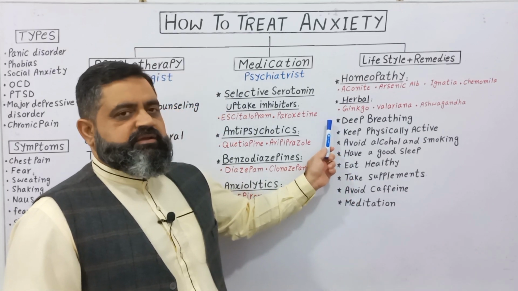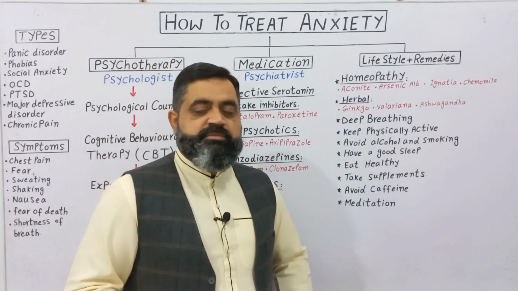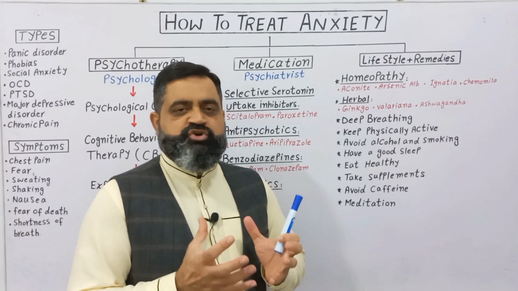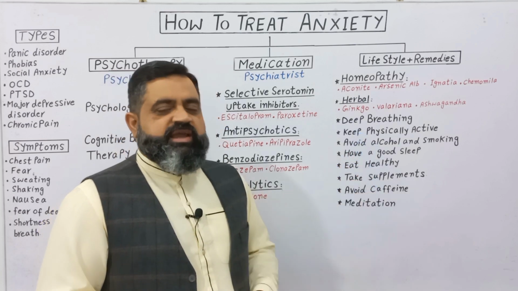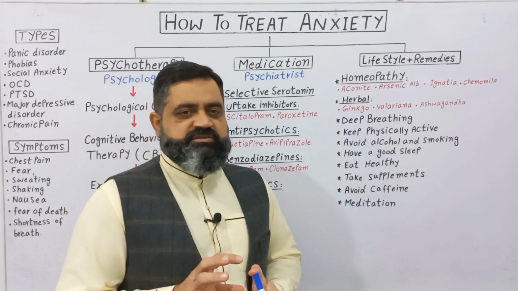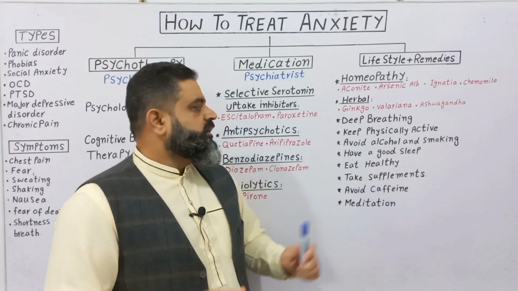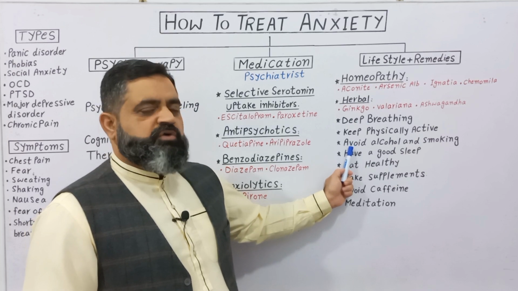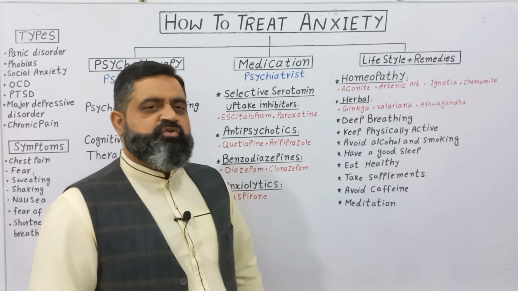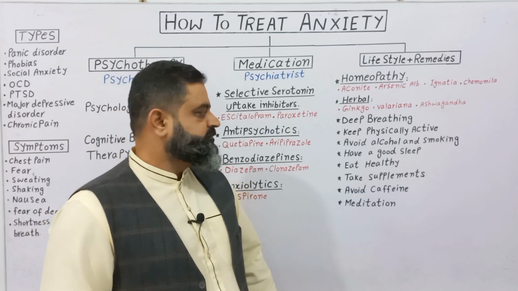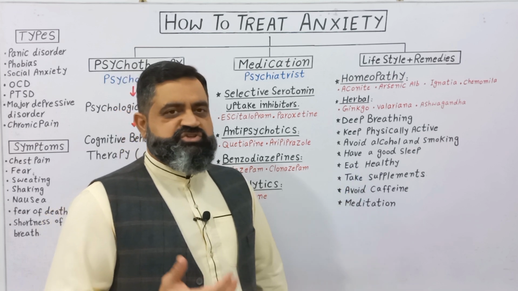During an anxiety attack, there should be deep breathing. A person can do deep breathing to control the shortness of breath. Always keep physically active with light exercise which does not trigger anxiety. Anxiety patients should avoid alcohol and smoking. Have a good night's sleep of 8 to 12 hours. A healthy diet is very important. Do not eat junk food.